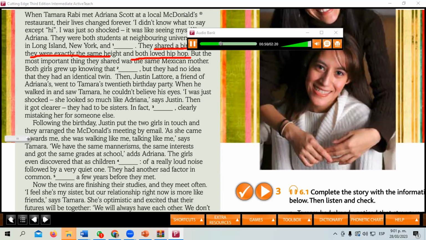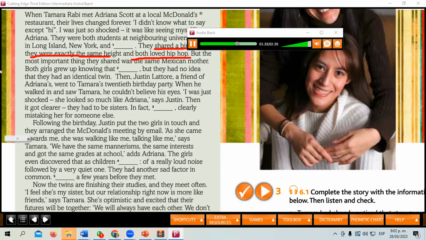Then Justin Latorre, a friend of Adriana's, went to Tamara's 20th birthday party. When he walked in and saw Tamara, he couldn't believe his eyes. I was just shocked. She looked so much like Adriana, says Justin. Then it got clearer. They had to be sisters. In fact, Tamara had already noticed that strangers on her university campus often smiled and said hello, clearly mistaking her for someone else. Following the birthday, Justin put the two girls in touch, and they arranged the McDonald's meeting by email. As she came towards me, she was walking like me, talking like me, says Tamara.